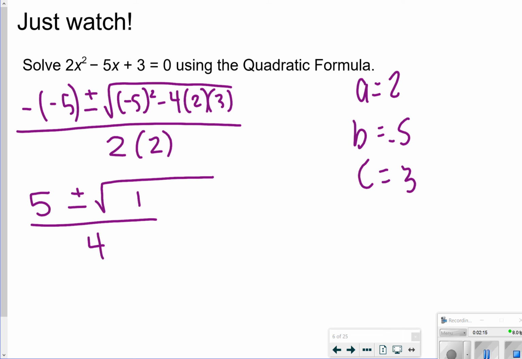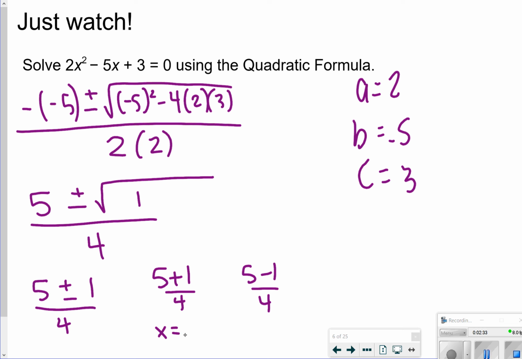So now what we do is we find the square root of 1 and then use those plus or minus signs. So we would have 5 plus or minus 1 over 4. So that means 5 plus 1 over 4 and 5 minus 1 over 4. Either way, that's going to give you x is equal to 1, and then x is equal to 3/2. Sorry, I switched it around. 3/2 would be the first one, 6 over 4, and then x is equal to 1 over here.